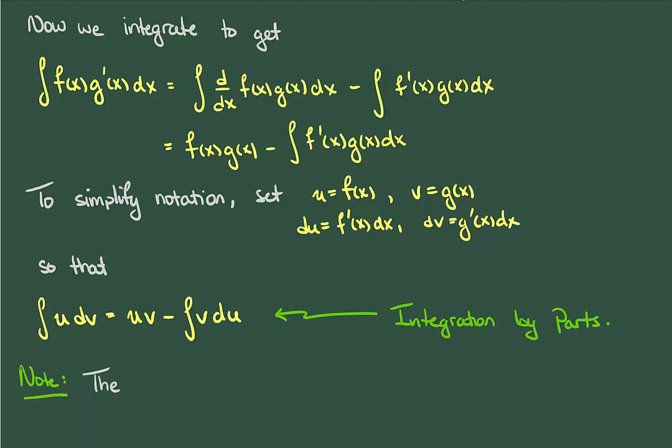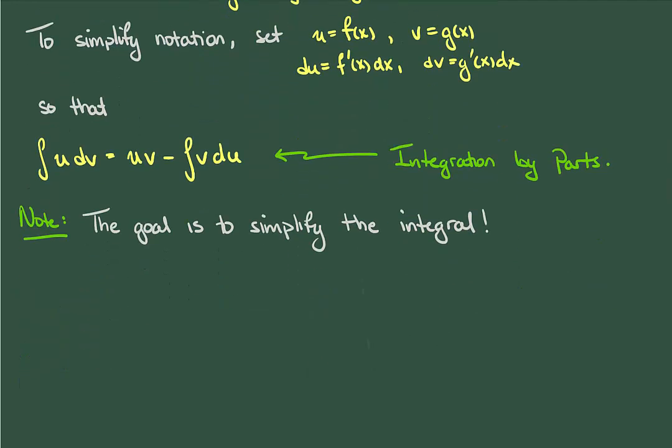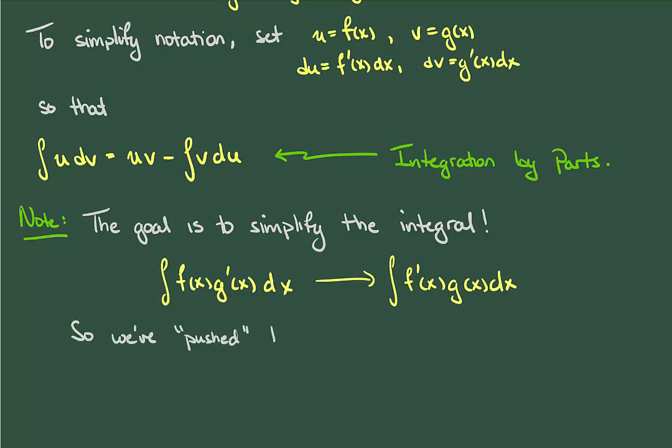Now the entire goal of this is to take the integral on the left and to create a simpler integral on the right. If we write down what this transformation looks like, then we get the following. This looks as though we've taken the derivative off of the g and pushed it onto the f, and that's going to be a convenient thing to remember.